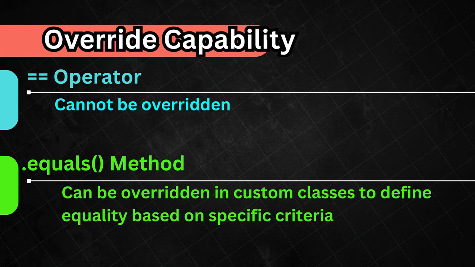To illustrate where you might choose one over the other, consider a case with strings. The == operator can sometimes yield unexpected results due to string interning, which might cause two strings with the same content to return true even if they are not the same object. Therefore, for string comparison, it is almost always safer and more reliable to use .equals(), since it directly compares the content.